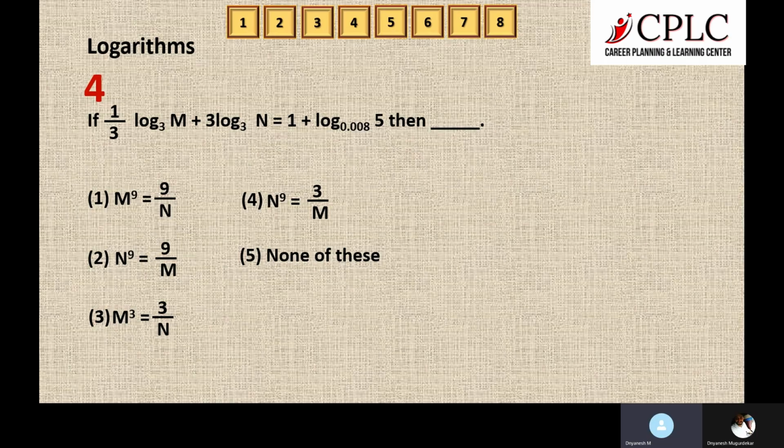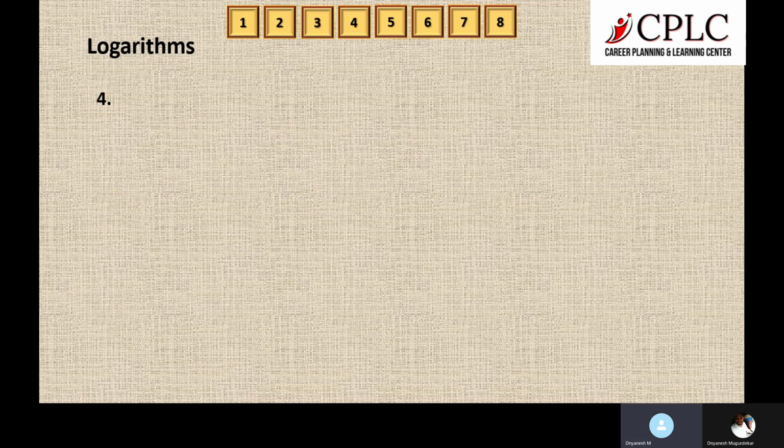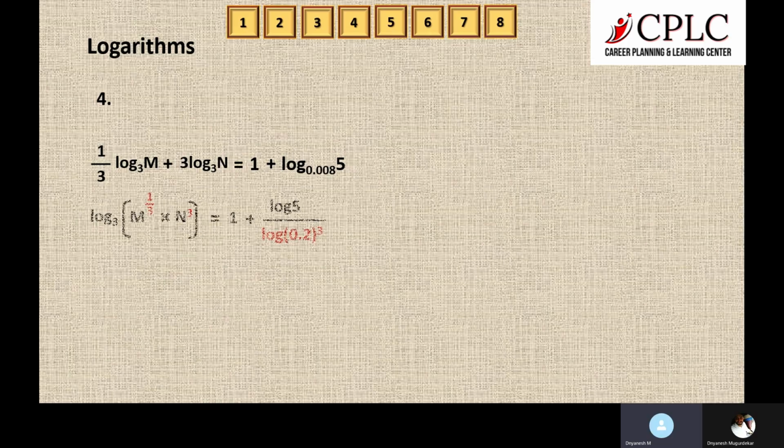So you can say that log m raised to 1 by 3 to the base 3 plus log n cube to the base 3 is equal to this entire part. And then again, the base is also same. So it is as good as log a plus log b. And we know that we will have to multiply that. So it will be log ab. So log m raised to 1 by 3 into n cube to the base 3 is the simplification after a couple of steps on the left side.